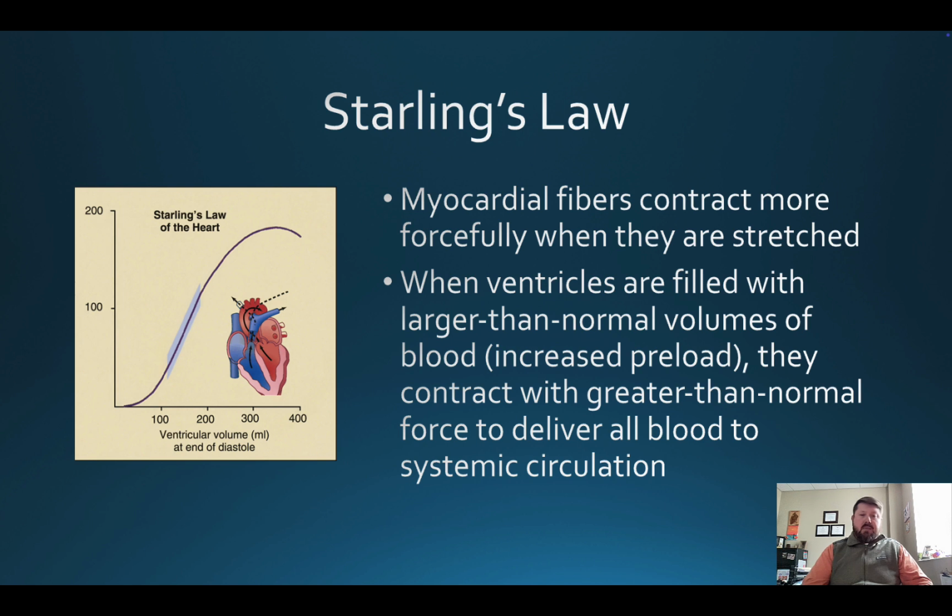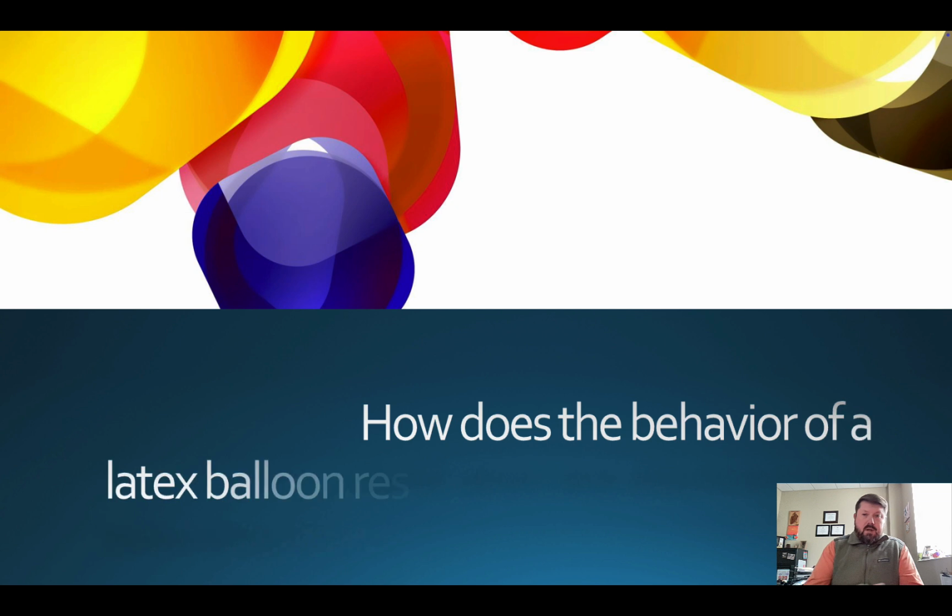The Frank-Starling mechanism, Starling's law, basically says the greater the stretch, the greater the tension on the walls of the ventricles, the more forcefully they are going to force blood out. So when the myocardial fibers are stretched, they contract more forcefully, and you're going to have more blood pushed out. When the ventricles are filled with larger than normal volumes of blood, which is going to be increased preload, a term we're going to talk about shortly, they contract with greater than normal force to deliver all blood to systemic circulation.